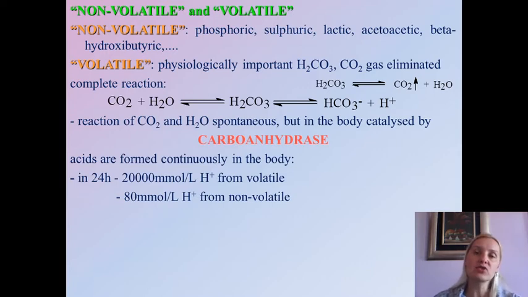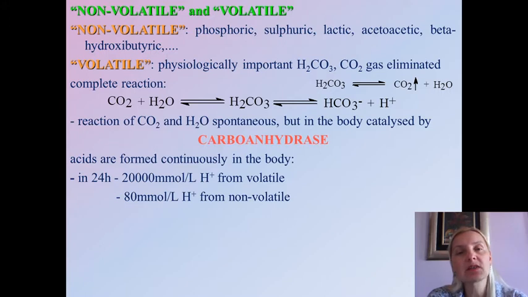In order to translate these theoretical overviews into numbers, we can say that acids are formed continuously in the body. During one day, in 24 hours, approximately 20,000 millimoles of hydrogen ions are formed from volatile carbonic acid, and approximately 80 millimoles of hydrogen ions are obtained from non-volatile acids. So it's a huge amount of hydrogen ions which has to be neutralized by certain mechanisms.